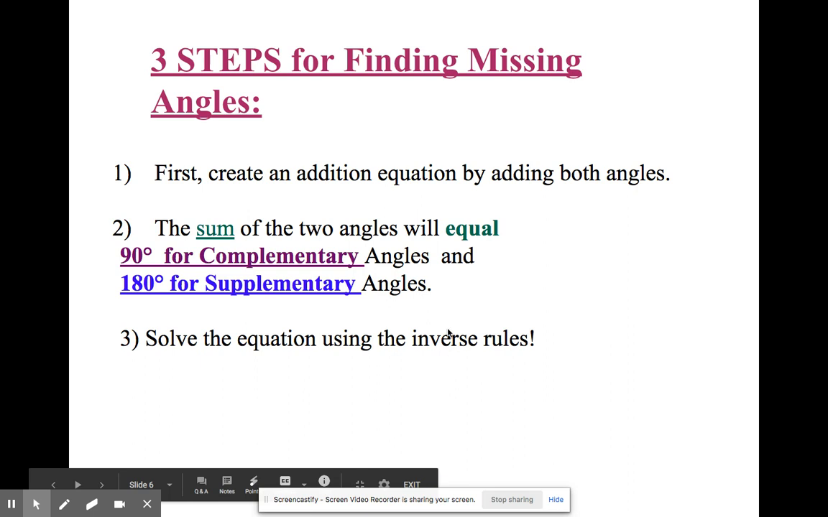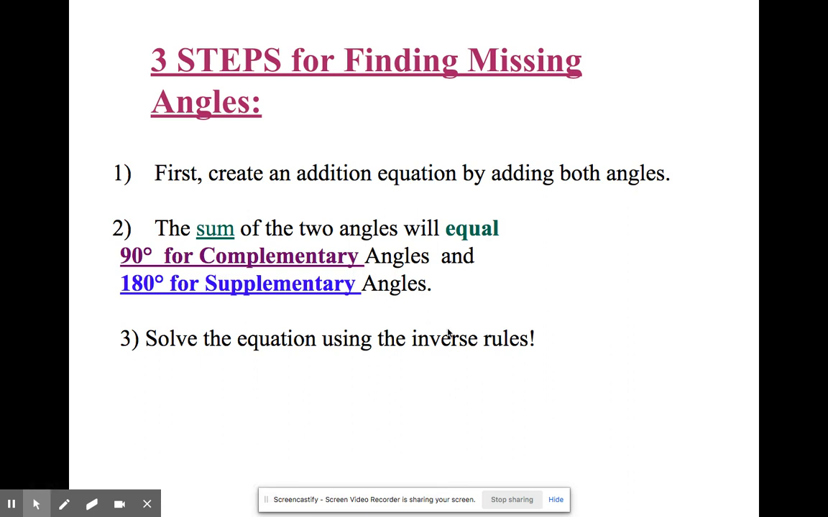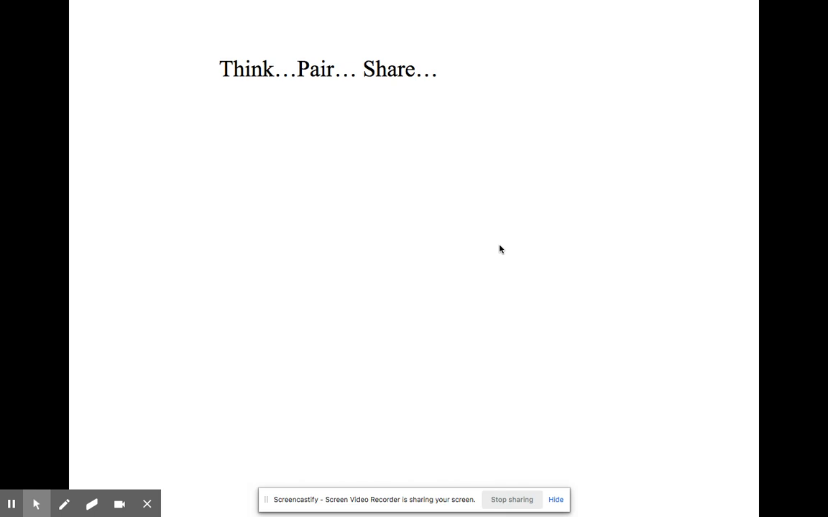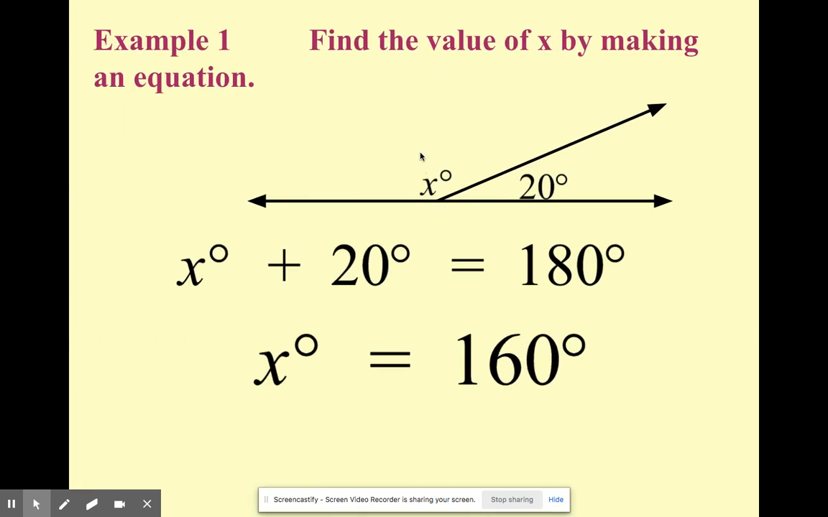Here are the three steps of finding missing angles. First, create an addition equation by adding both angles. The sum of the two angles will equal 90 degrees if it's complementary and 180 if it's supplementary. Then you'll solve the equation using the inverse rule, so kind of doing linear equations: distributive property, combine like terms, isolate the variable to find our missing x and y. This is if you were in class anyways.